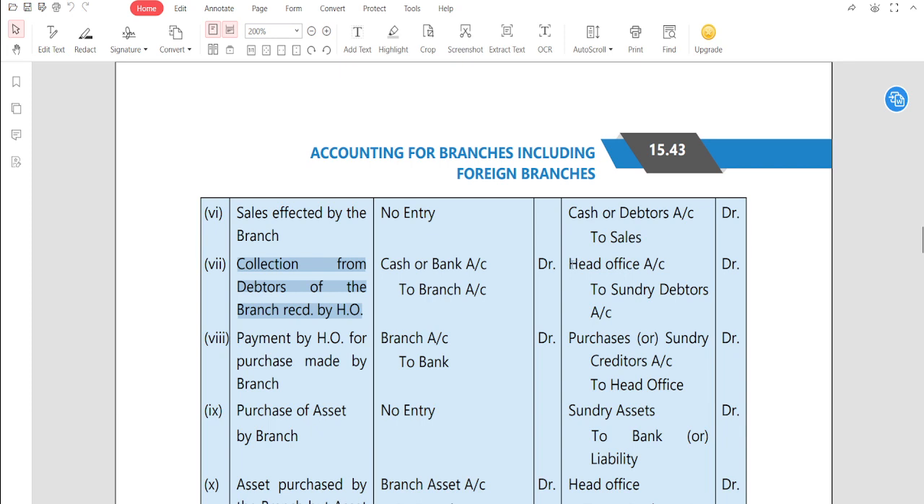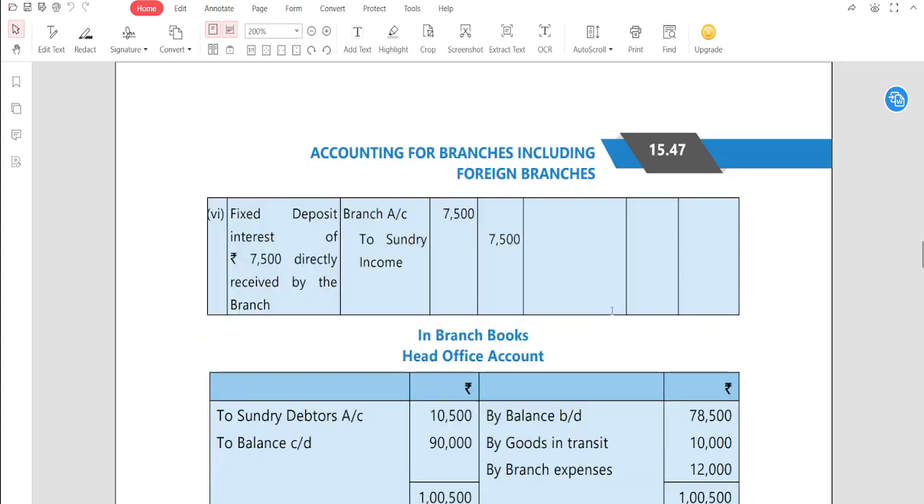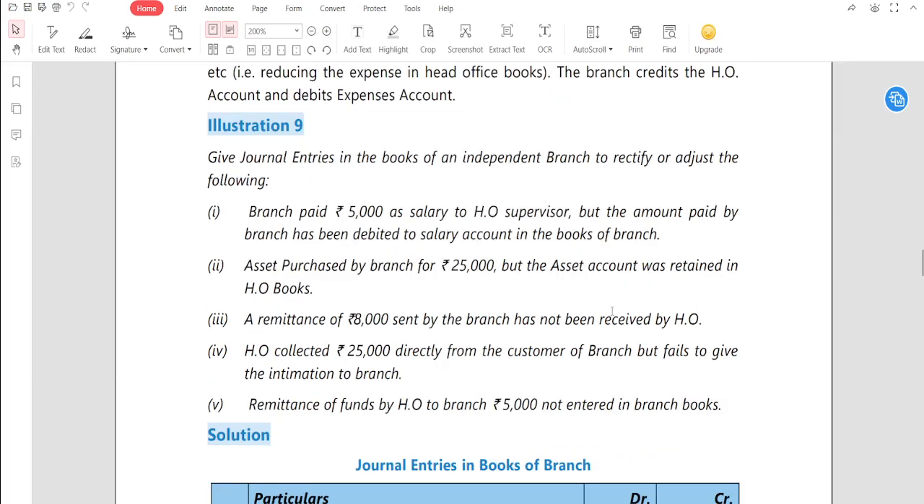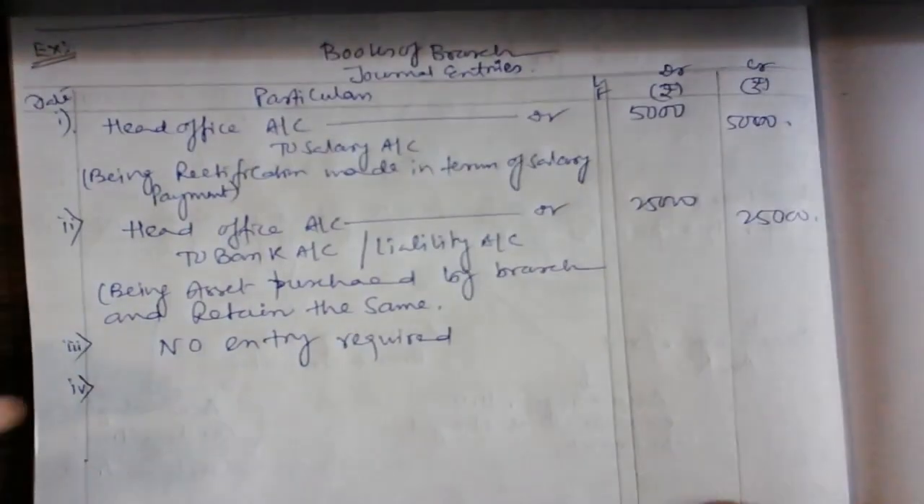So in the books of branch, we need to make a journal of HO account debit to sundry debtor. Perfect. So that is how we made a journal here. एक जर्नल भी करना है मुझे, क्या करना है सर? HO account debit to debtor, कितना सर? 25,000. परफेक्ट. सो जर्नल कर लीजिए सर, बहुत इजी है.